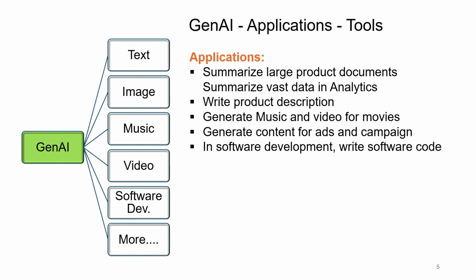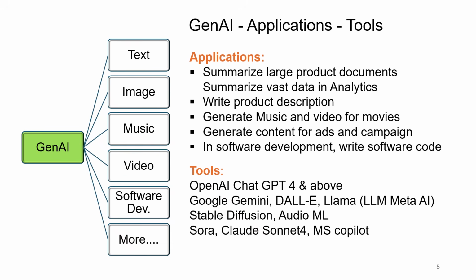Here I have listed some trending Gen AI models and their purpose for content generation. For text generation, we can use OpenAI GPT, Google Gemini, Llama from Meta. For image generation, DALL-E, Stable Diffusion from Stability AI. For video generation, OpenAI Sora tools; music generation, audio ML tools. For code generation, Microsoft Copilot, Claude.